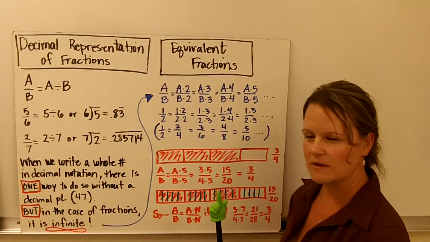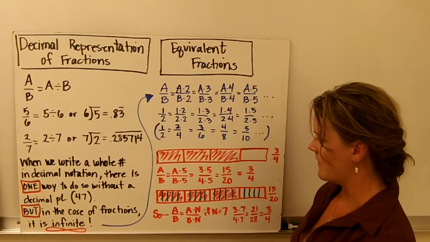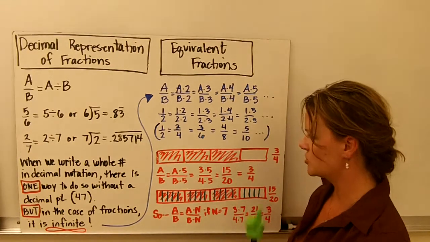So a visual way to look at this, I have a bar here that would be representing 3/4, so 3 parts out of the 4 are shaded.